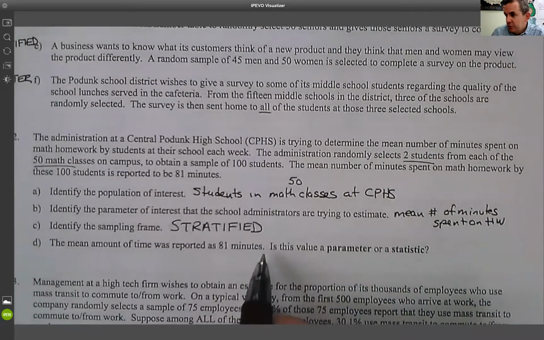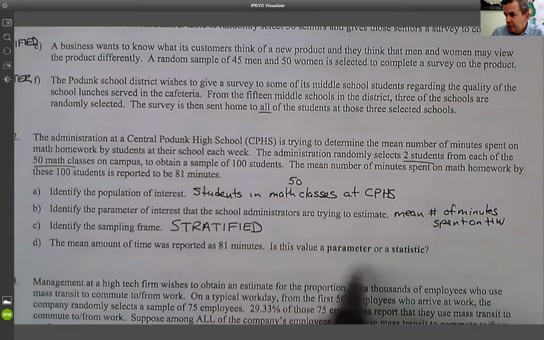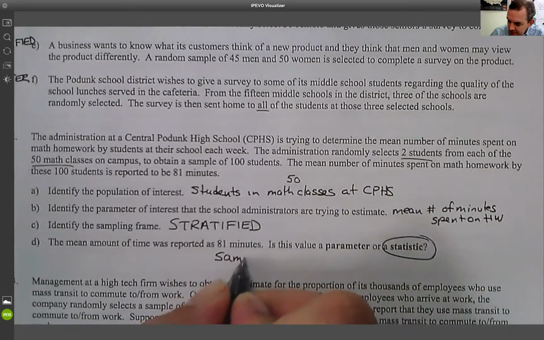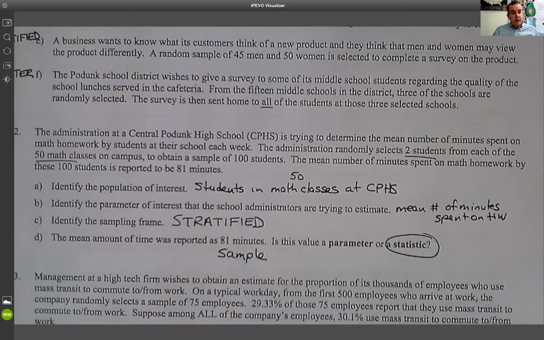The mean amount of time was reported as 81 minutes. This is a statistic. It's a statistic because this is based on our sample. So that's what we talked about today. There are videos out there. Feel free to watch AP Classroom for some of this discussion. They use other examples. Khan Academy, those are ones as well. But that's going to kind of wrap up our idea of what we're doing with samples. We're going to talk about some bad things to do in sampling on Thursday.